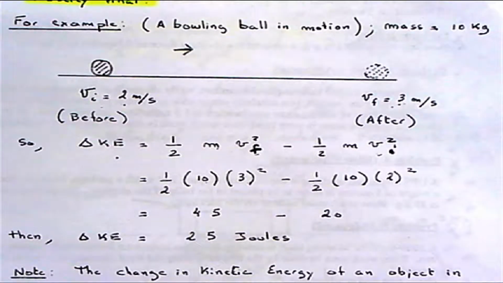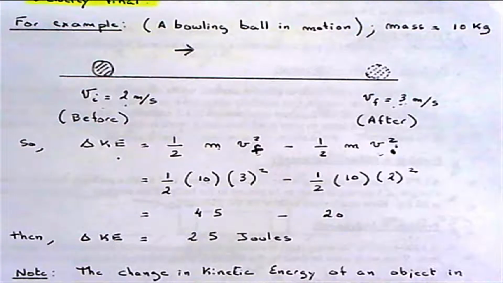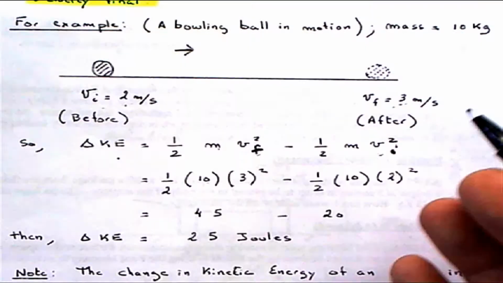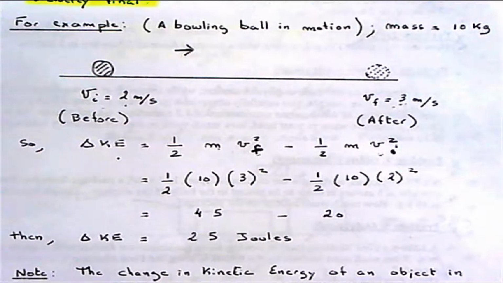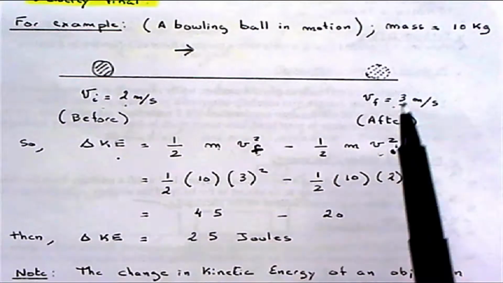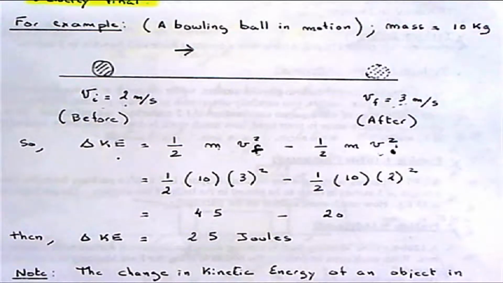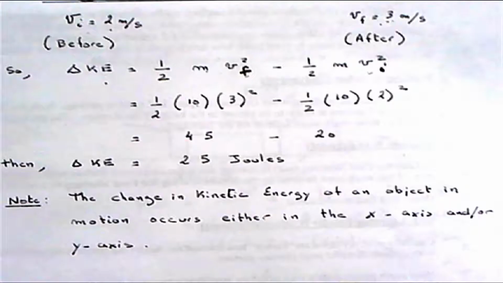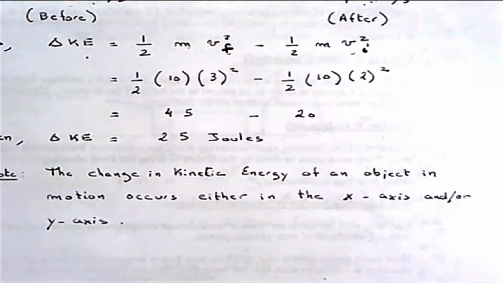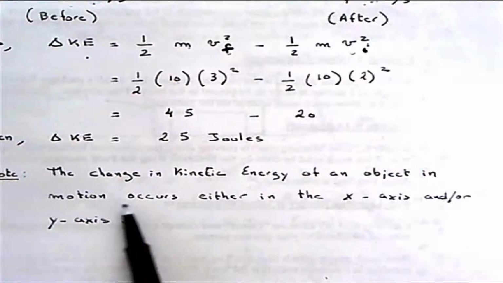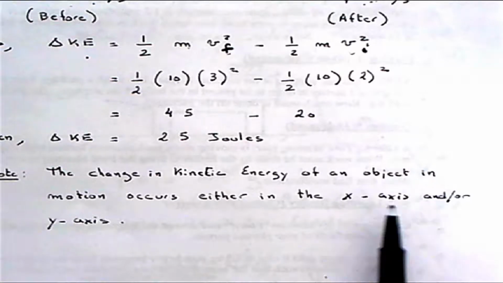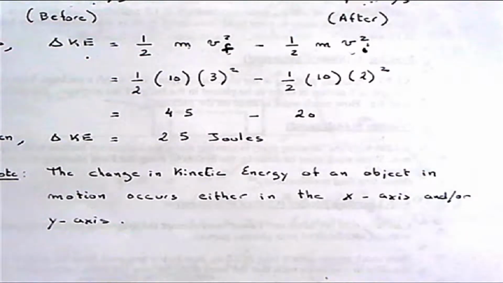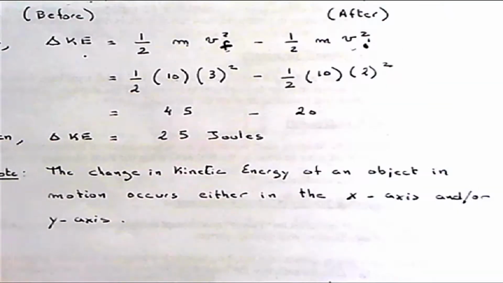Any question based on that, people? Is that easy so far? If you had the information right there in the problem, it should not be that difficult, because you had initial, final, mass. There's not much to it. So the change in kinetic energy of an object in motion occurs either in the x-axis and or the y-axis. We discussed that today also. Let's now turn over the paper, please.